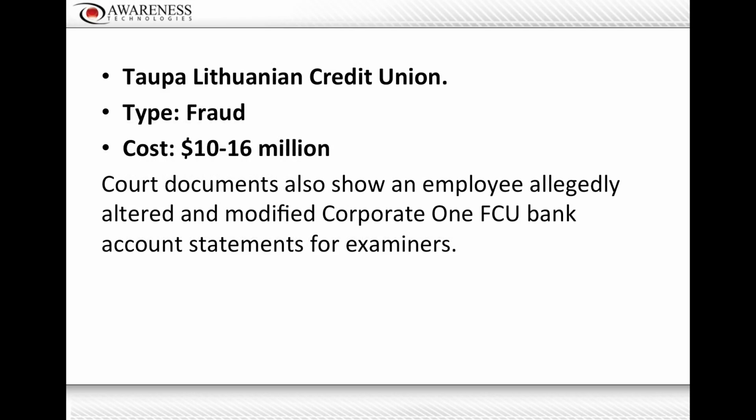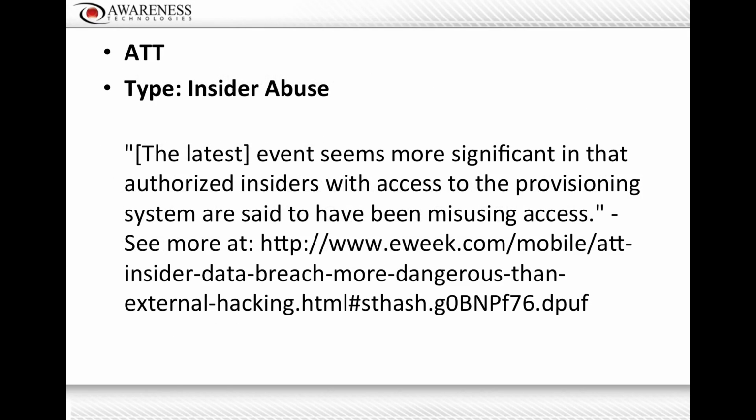This one is a credit union. The cost was estimated between 10 and 16 million, and it was basically a fraud example. The court documents on this one show that an employee allegedly altered and modified Corporate One FCU bank account statements for examiners. So again, somebody was going in on their computer, tampering and editing something that they were supposed to be providing out. So what's happening there is that someone's creating a fraud incident. They're doing it on their work computer, but because you're not monitoring that system, you have a hole there for people to be able to access.